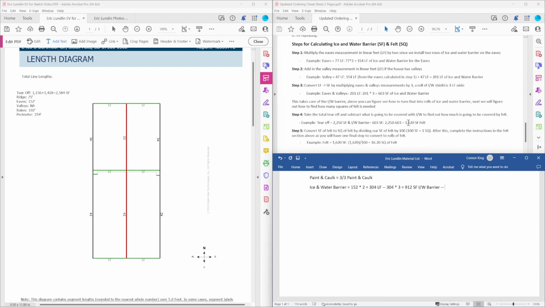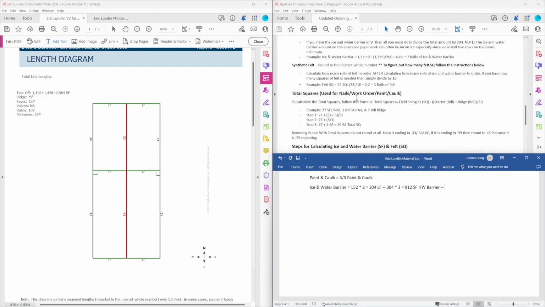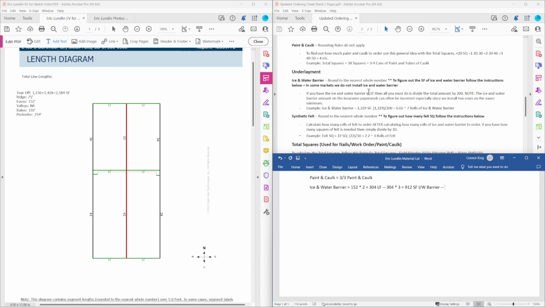Now that we've done that, under the ice and water barrier, it says once you have ice and water barrier in square feet, then all you have to do is divide by 200. So we're going to do our 912 divided by 200. This is going to get 4.56, and we're going to round that up to the nearest whole number and get 5 rolls of ice and water barrier.